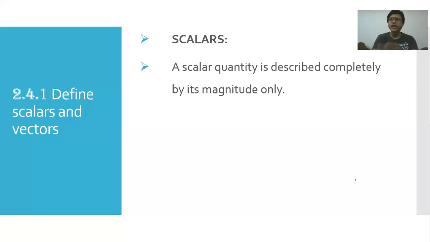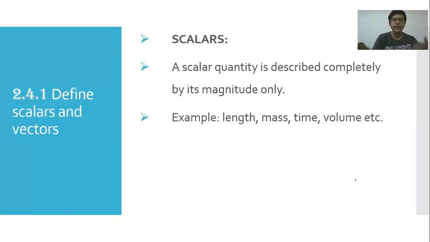That is very compulsory. Second, for example, length, mass, time, volume, etc. These are all scalar quantities. In order to describe length or mass, time or volume, we just need its magnitude. For example, if I talk about time, we just say, for example, 5 hours. If I talk about mass, we say, for example, 25 kg.